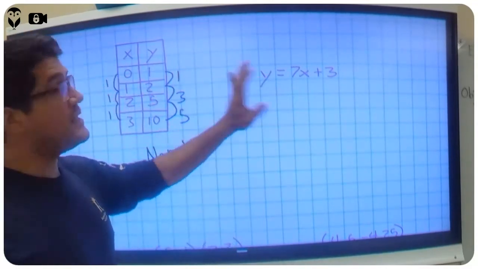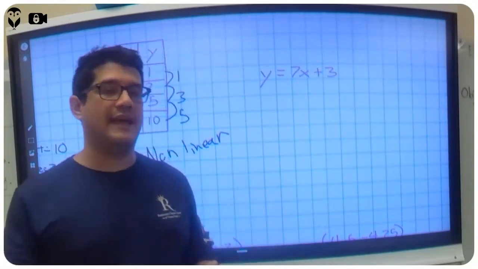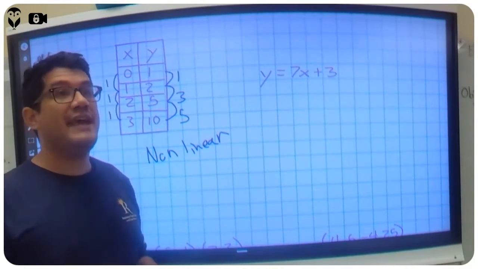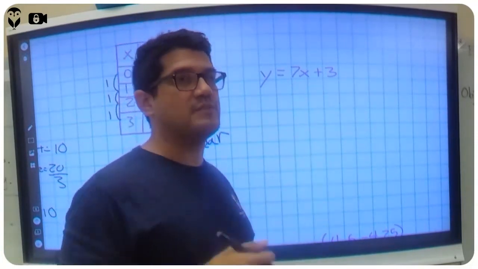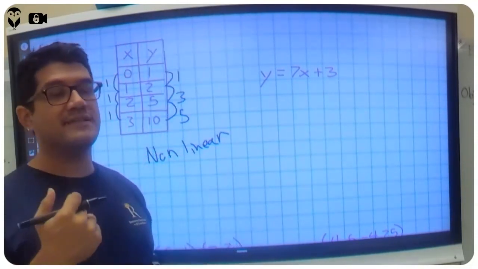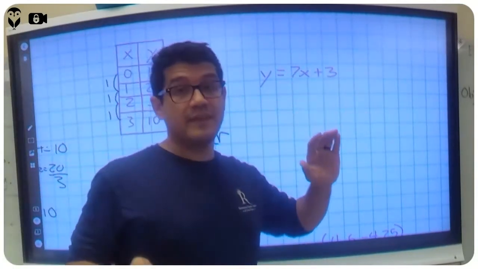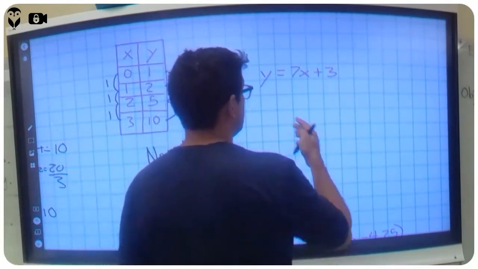Now this one, this is linear. Why? Because I'm allowed to add, subtract, multiply, and divide to the x. I'm not allowed to do anything extreme like an exponent or put the x in the denominator of the fraction. I'm not allowed to use square roots. I'm not allowed to use absolute value. These will create things that are non-linear. If I'm just doing the basic multiplying and adding, then it is linear. I'm allowed to do any of these things.